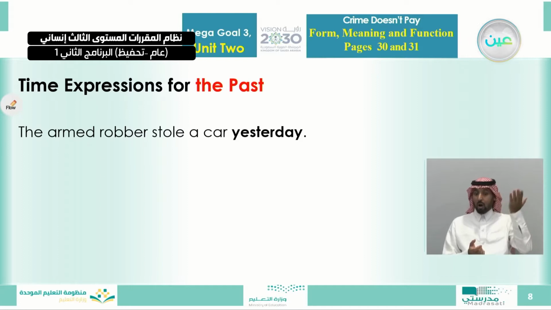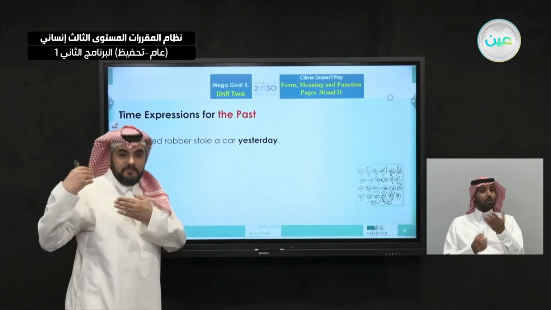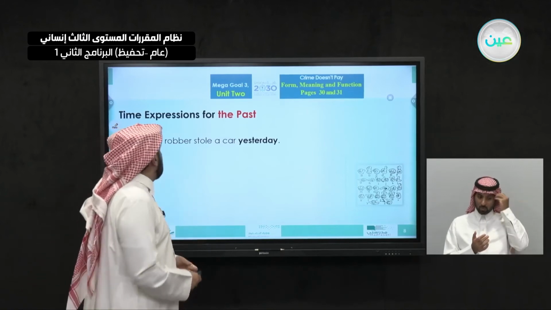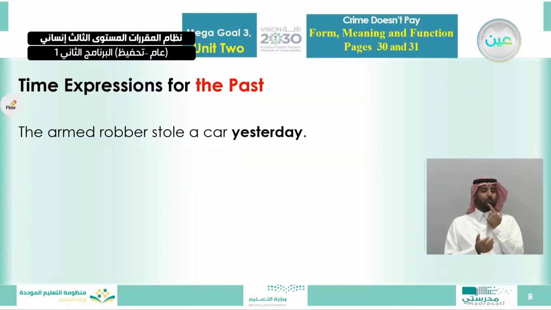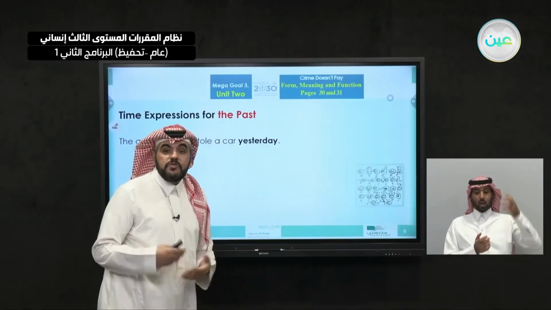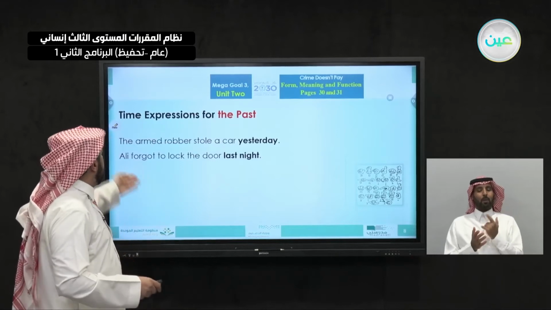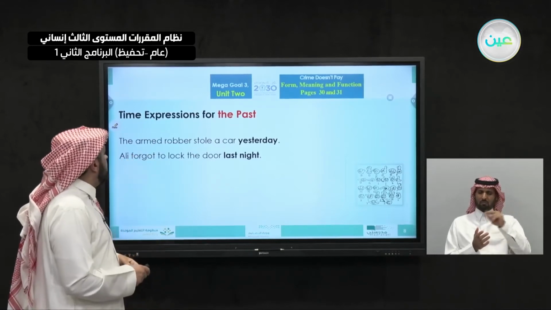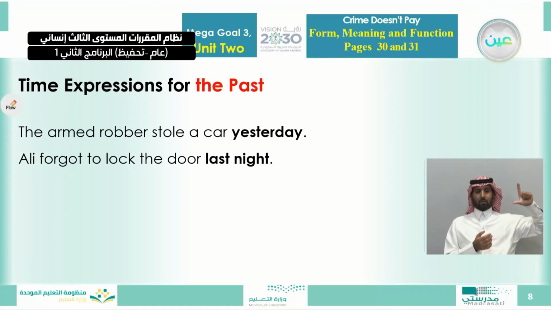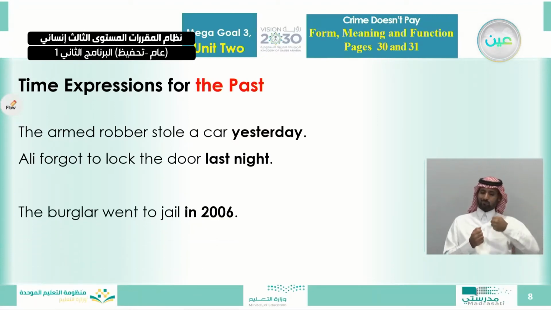And also sometimes you have expressions like "yesterday." When you talk about yesterday, that means it is in the past. So, the armed robber stole a car. Here "stole" is in the past. The form of the verb is "stole," which is the past of steal. And "yesterday" here is a time expression which indicates the past. What is the other expression here? Like this example, Ali forgot to lock the door last night. "Last night" is another expression. Also "in 2006," another expression.